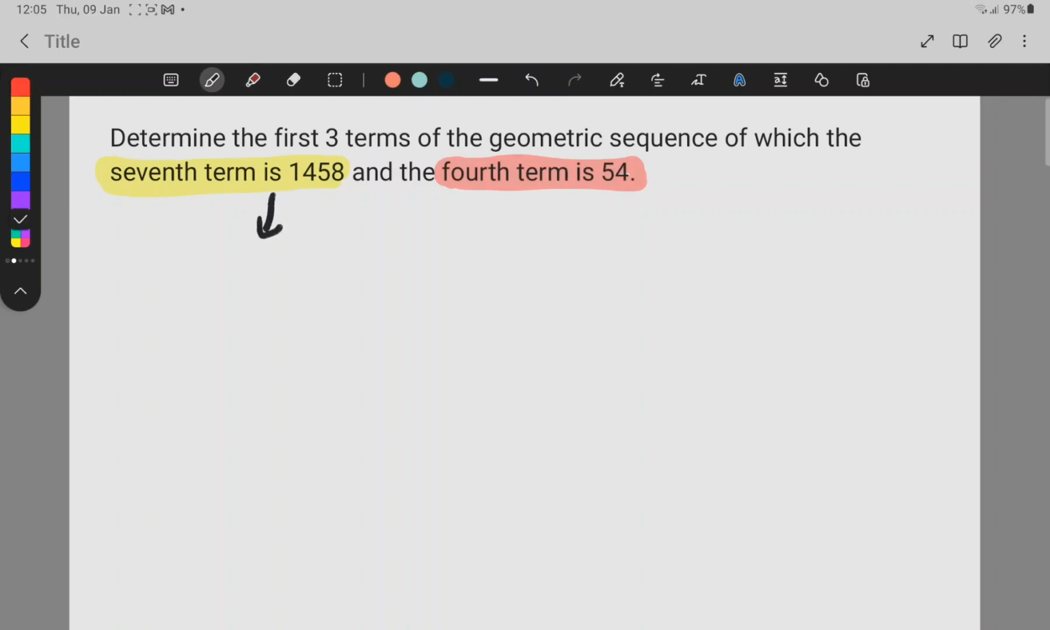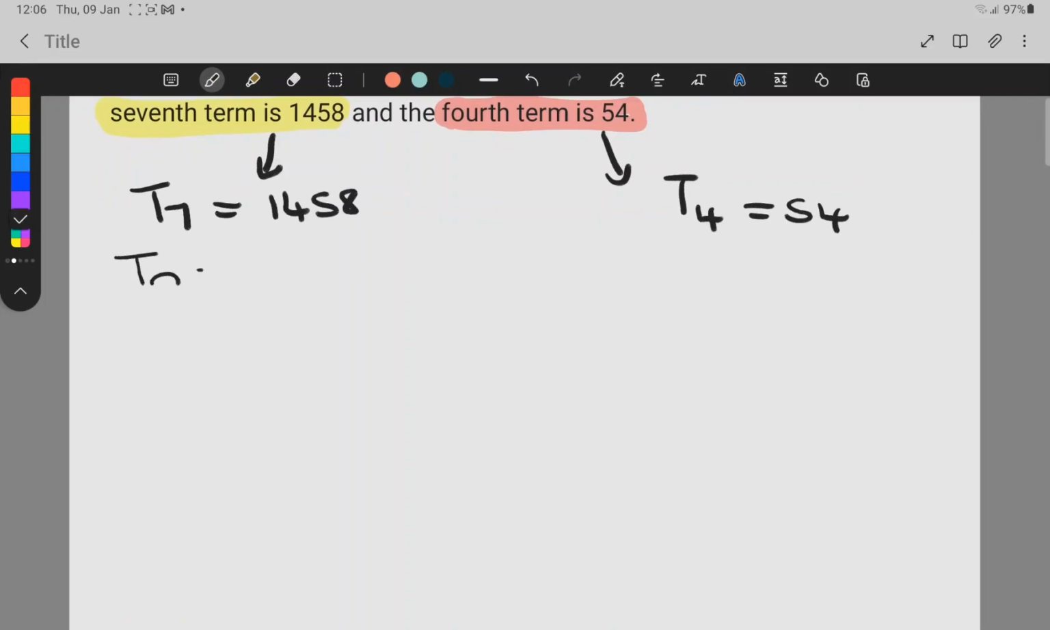So I'm going to start here. I'm going to say T7 is 1458 and T4 is 54. Okay? Let's just remember this is a geometric sequence. So I need to use the general term for a geometric sequence. I'm going to write the general term down, remember from your formula page. And then wherever there's an N, I'm going to write 7 because it's the seventh term.